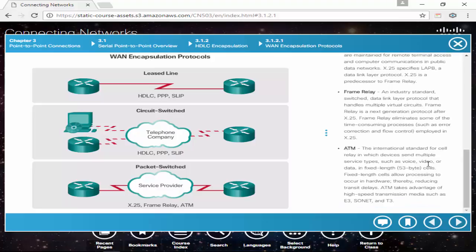And then we have ATM, the international standard for cell relay, in which devices send multiple service types such as voice, video, or data in fixed-length 53-byte cells. Fixed-length cells allow processing to occur in hardware, thereby reducing transmit delays. ATM takes advantage of high-speed transmission media such as E3, SONET, and T3.